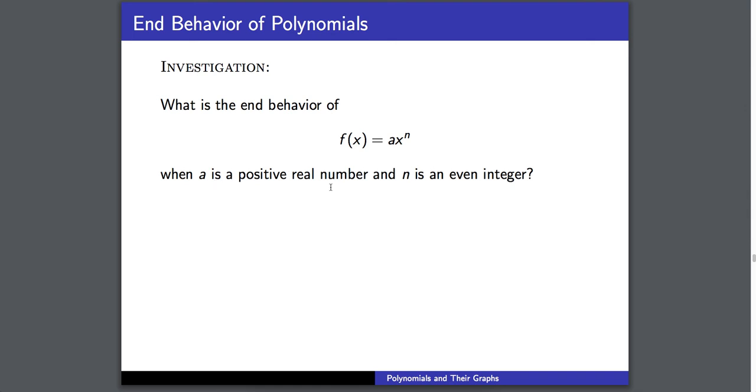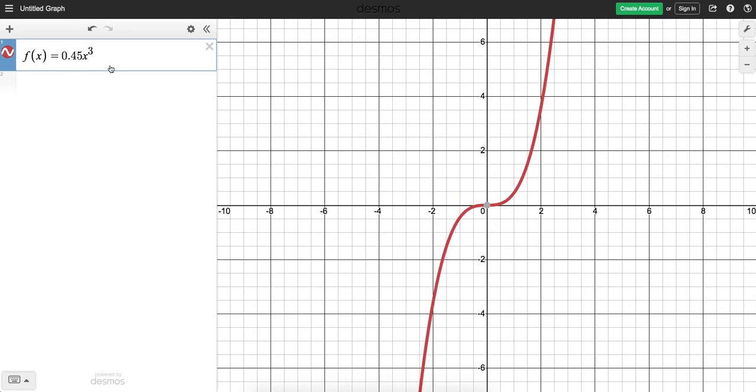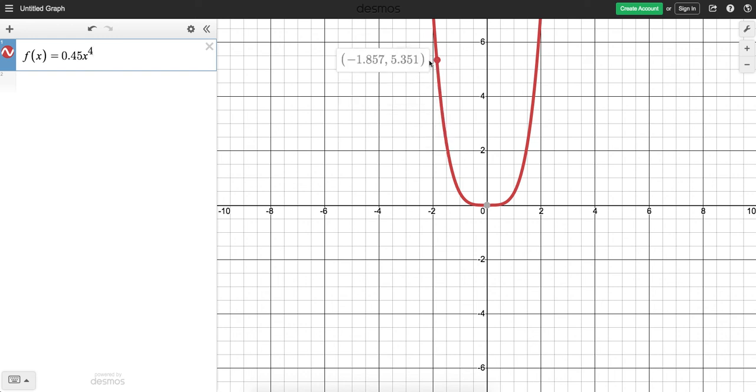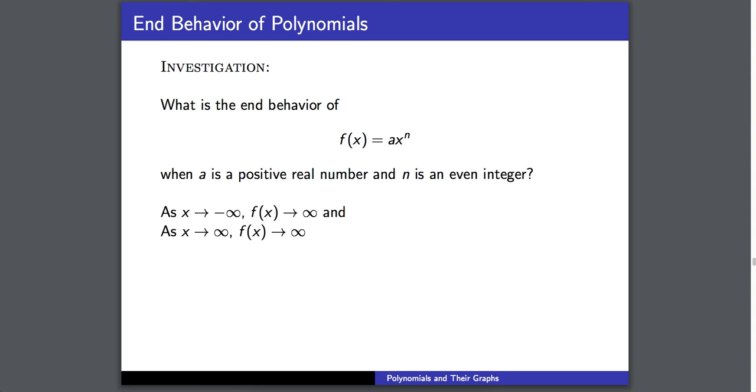Now let's look at where a is positive again, but now where n is an even integer. We'll make this positive, and now let's make this an even integer, like 2. Here as we go to the left, we're going up forever, and as we go to the right, we're going up forever. Let's make this a 4. It's still going up forever to the left, and also going up forever to the right. So as x approaches negative infinity, f of x is approaching positive infinity. And as x approaches infinity, our y values are also approaching infinity.